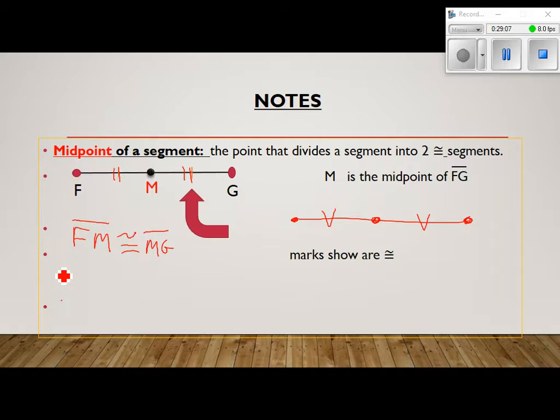So if I told you segment FM was 12 centimeters long, what else do you know? MG is 12 centimeters long. Give me something else you know. FG is 24. Very good. We also know the whole length.